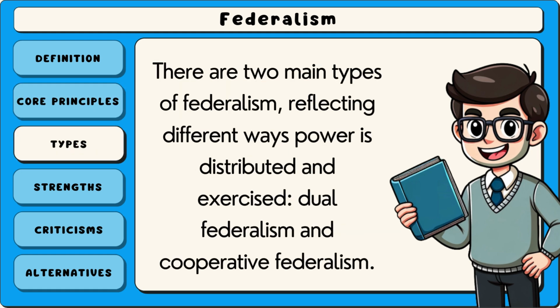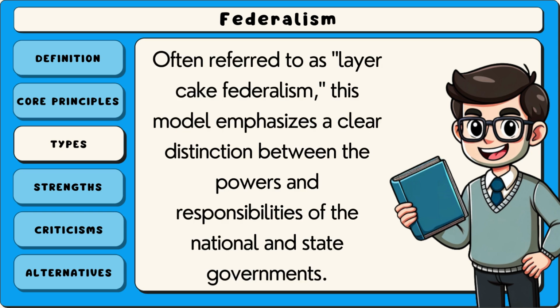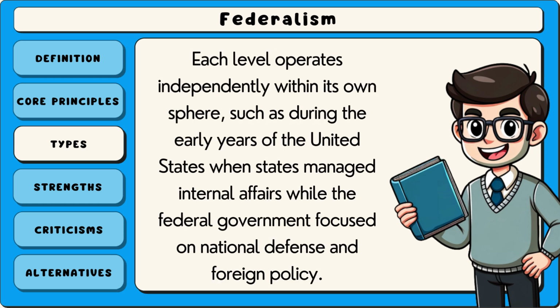There are two main types of federalism, reflecting different ways power is distributed and exercised: dual federalism and cooperative federalism. The first is dual federalism, often referred to as layer cake federalism. This model emphasizes a clear distinction between the powers and responsibilities of the national and state governments. Each level operates independently within its own sphere, such as during the early years of the United States, when states managed internal affairs, while the federal government focused on national defense and foreign policy.